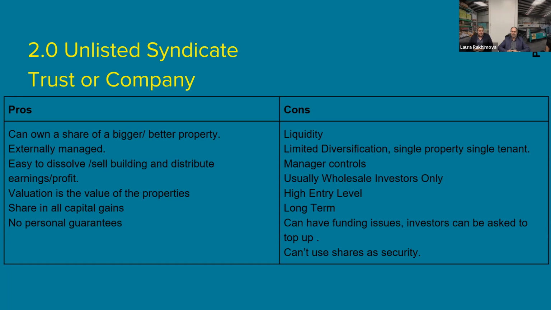And the last one is you can't use shares as security. The banks won't view the shares you have as direct security. They may view the income from them, but not the shares, unlike direct ownership, which is a big pro that we covered in direct ownership, that you can actually leverage against the individual assets.